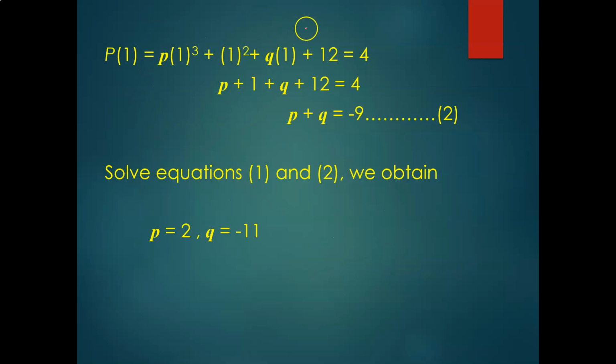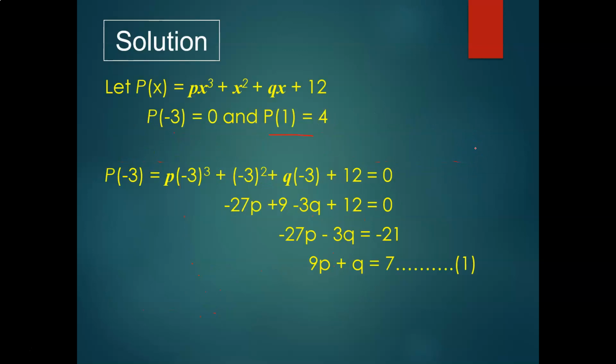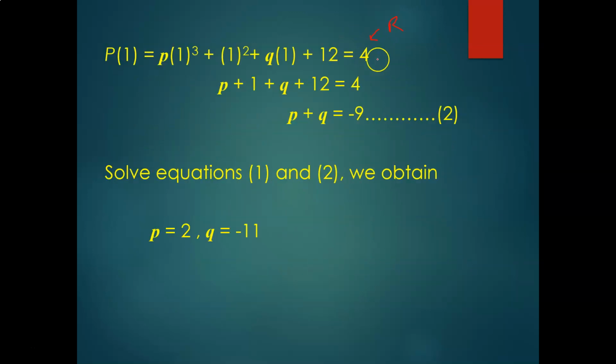p1 we solve and dia ada baki. This is the remainder. You have your r over here. Okay, dia bagi tahu kalau kita guna x minus 1 ni, dia ada remainder of 4. Okay, so kita tulislah 4 dekat sini, not 0. Okay, then when you substitute, you get p plus q equal to negative 9. So this is your second equation. So you have two equations, 1 and 2. Okay, so you're going to solve using simultaneous equation. You buatlah persamaan serentak and you will obtain p equal to 2 and q equal to negative 11.